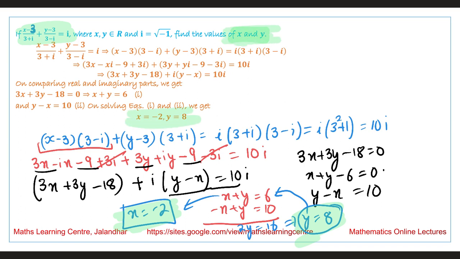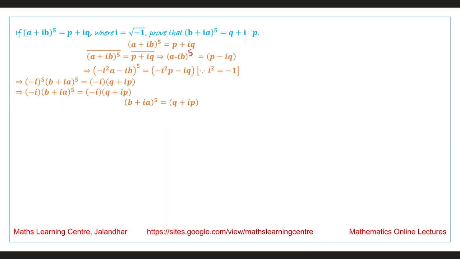So we get the values of x and y. Now the next question we have is that (a + ιb)^5 is given to be p + ιq, and we have to prove that (b + ιa)^5 is equal to q + ιp.